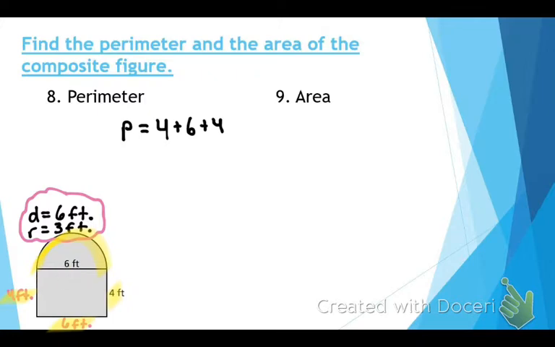So what's the formula with the circumference and a diameter? C equals pi times d. Pi d, and it's a semicircle, so I have to divide it by 2. All right, so here we go. 4 plus 6 plus 4 plus, what is pi? 3.14. What's my diameter? 6. And we're going to divide it by 2 because this is a semicircle.